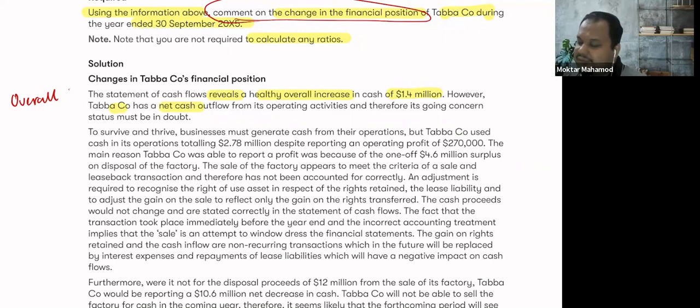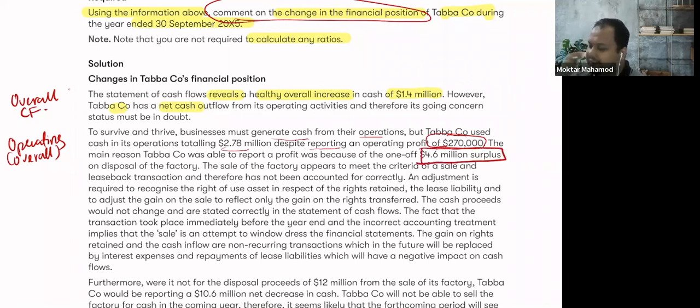So to survive and thrive, business must generate cash from operation. Nah, ini benda-benda you tak perlu mention sangat sebenarnya. But Taba use cash in operation totaling 2.78 million despite reporting an operating profit of 270 million. The main reason, maksudnya ini untuk operating dulu. Operating tapi masih lagi overall operating. Ni overall cash flow. And second, overall operating. Reason dia apa? Baru detail out.